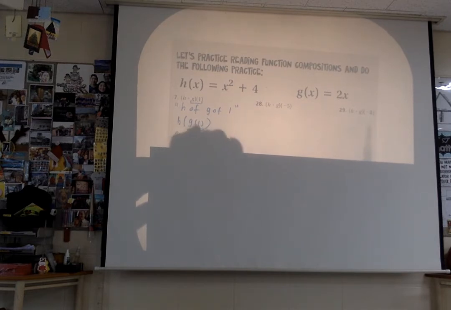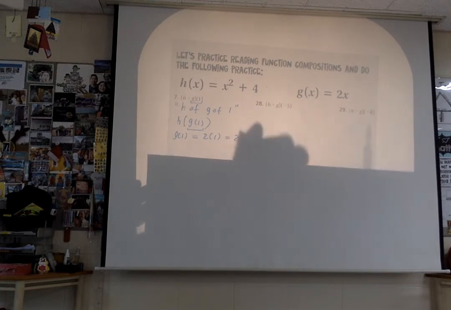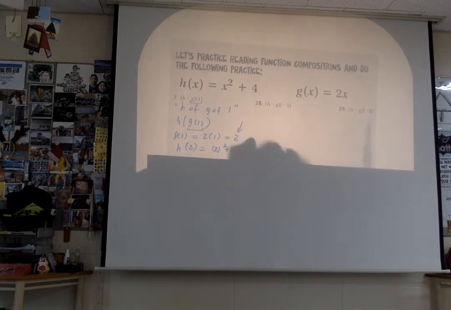So g of 1 is 2 times 1, which is 2. Now you take this new output and plug it in for h of 2. And that makes 2 squared plus 4, right here, right? So it's going to be 8. And that's your solution. Okay? All right?